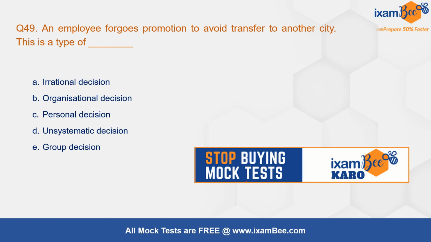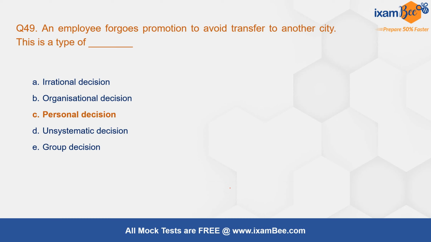Question 49. An employee forgoes promotion to avoid transfer to another city. This is a type of which of the following decisions? An irrational decision, an organizational decision, a personal decision, an unsystematic decision, or a group decision. Again, a simple question. This is a personal decision that the employee has taken because of his own personal reasons.